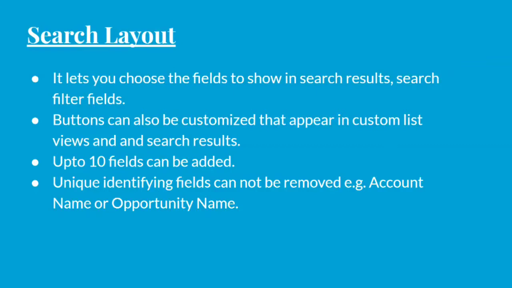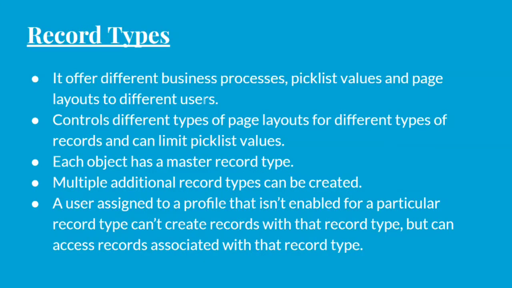And there are some unique identifying fields, like account name for accounts, or opportunity name for opportunities, or maybe product number for the product object. Those kinds of unique identifying fields will always be on the search layout, because basically you're searching for a particular record. So you would like to see that unique identifying field that makes it different from other records. Those kinds of fields cannot be removed from the search layout; they have to be there. So these are the layouts which are there in Salesforce.